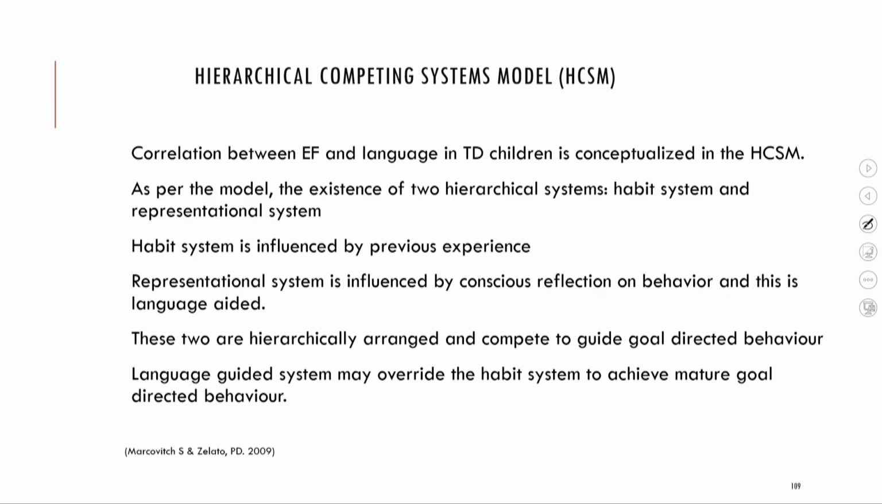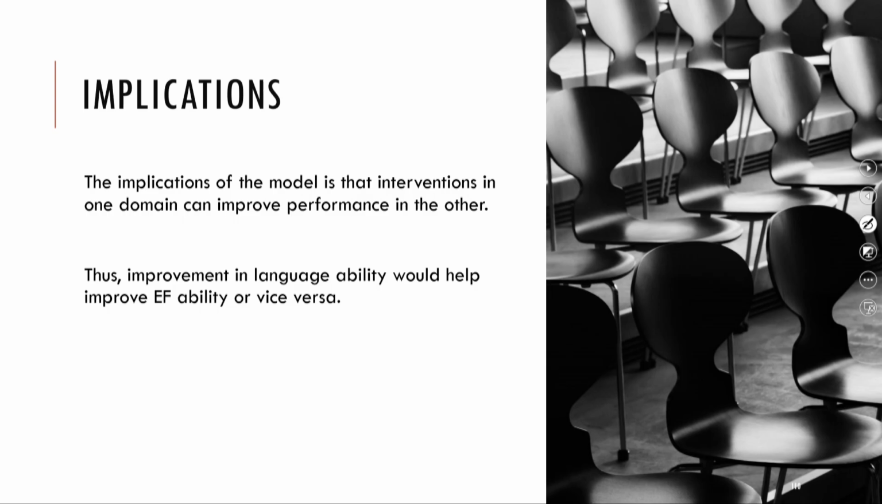The habit system is basically an automatic system. The representational system is conscious, which is the voluntary kind of processing. So, automatic and voluntary processing compete, and they try to help us with goal directed behavior. The language aided system may override the habit system to achieve natural goal directed behavior. The implication of this model is that interventions in one domain can improve the performance of the others.